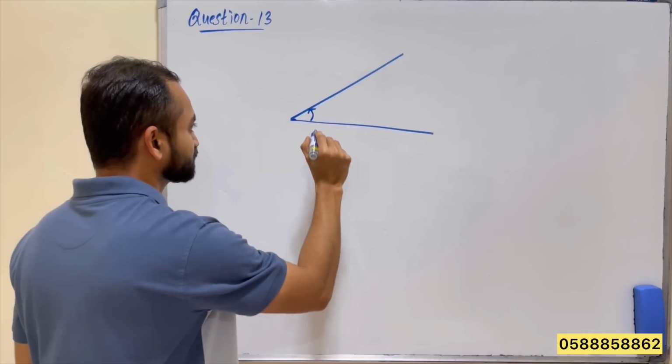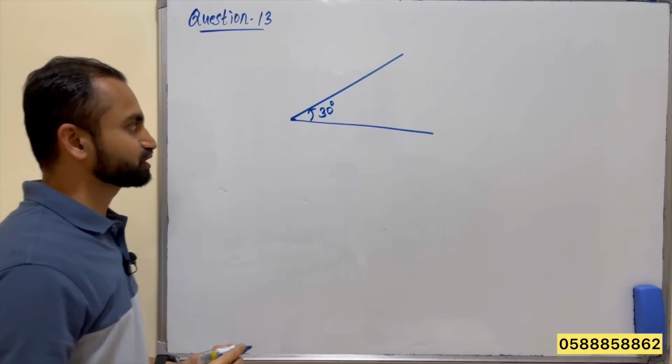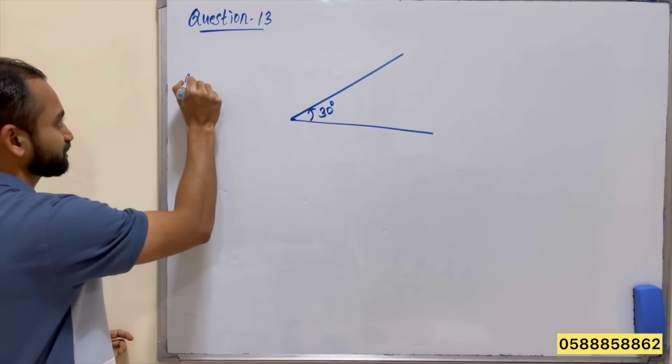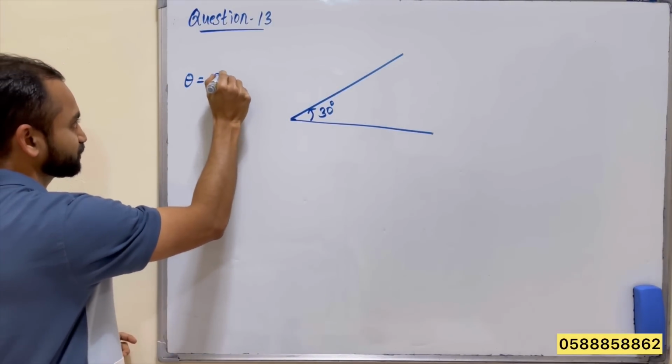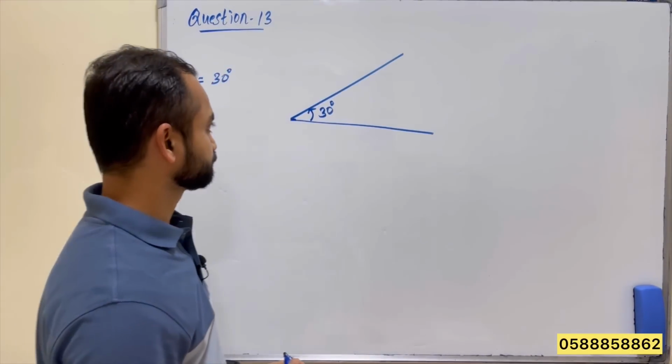For example, that angle of inclination we will take 30 degrees. So theta equal to 30 degrees. The angle theta, that is equal to 30 degrees, and this angle is called the angle of inclination.